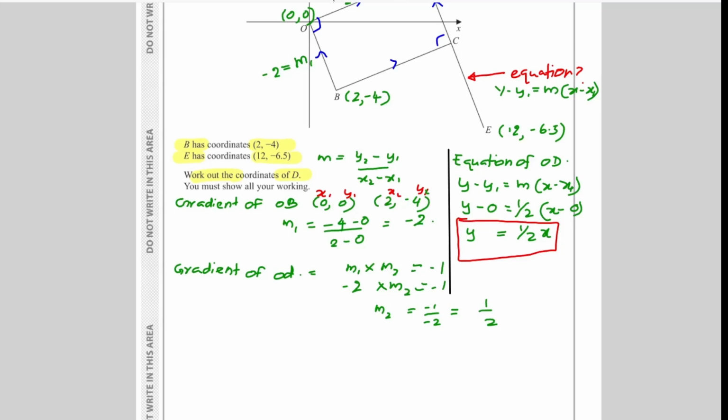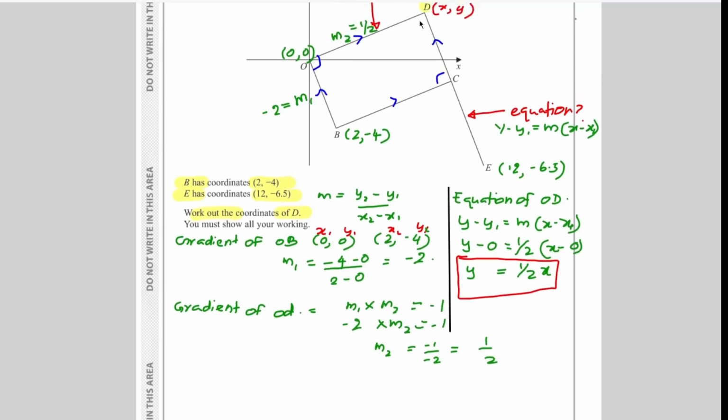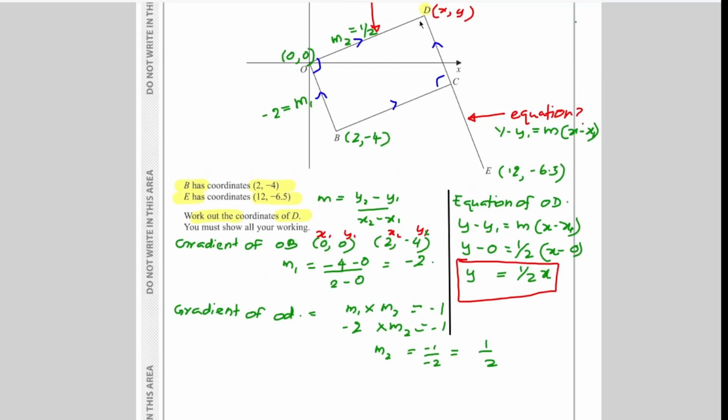Now let's get the other equation where we need the equation of DE. Before making the equation of DE as previously, we need to get the gradient of DE. To get the gradient of DE, we don't have two coordinates. We are having only one coordinate here, of E. It is not enough. Therefore, we are moving on to the line which is parallel to this one. Can you see this line DE is parallel to OB? We are having the gradient which is minus 2.